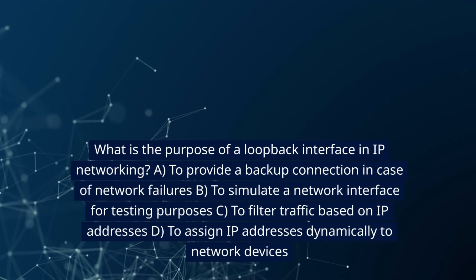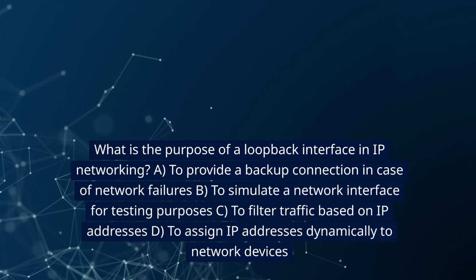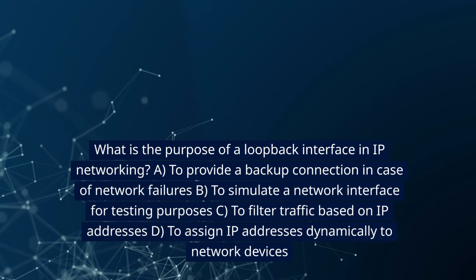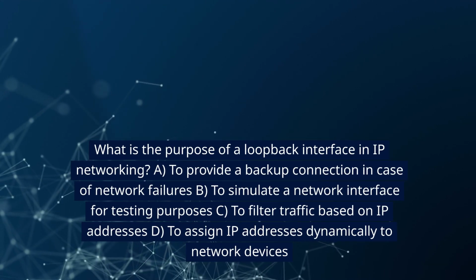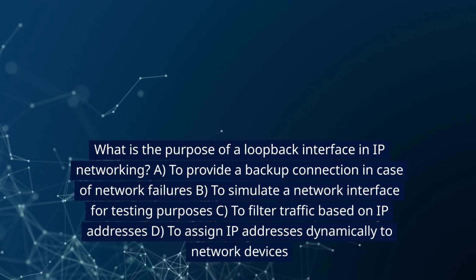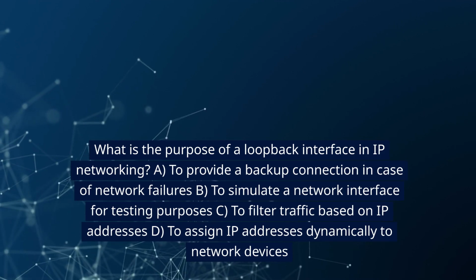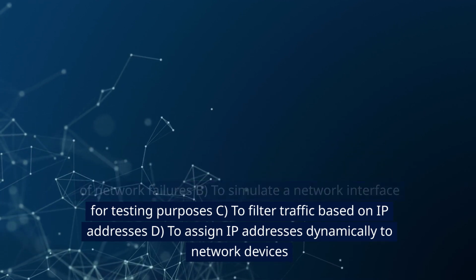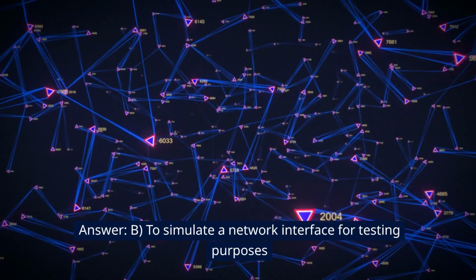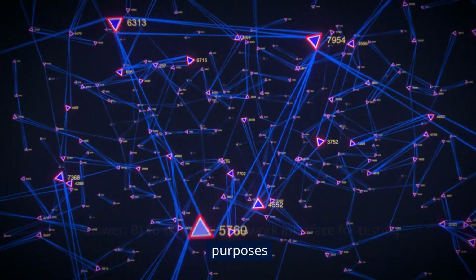What is the purpose of a loopback interface in IP networking? A. To provide a backup connection in case of network failures. B. To simulate a network interface for testing purposes. C. To filter traffic based on IP addresses. D. To assign IP addresses dynamically to network devices. Answer: B. To simulate a network interface for testing purposes.